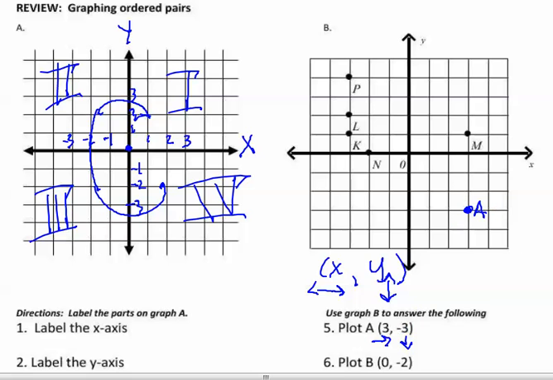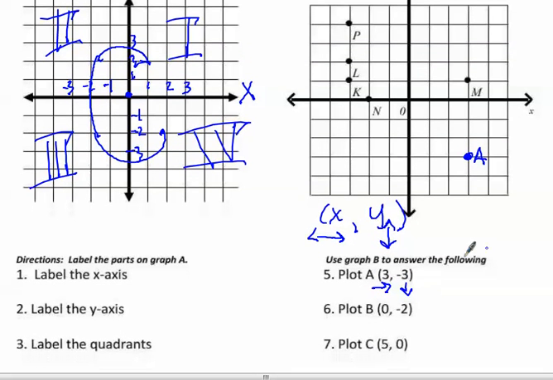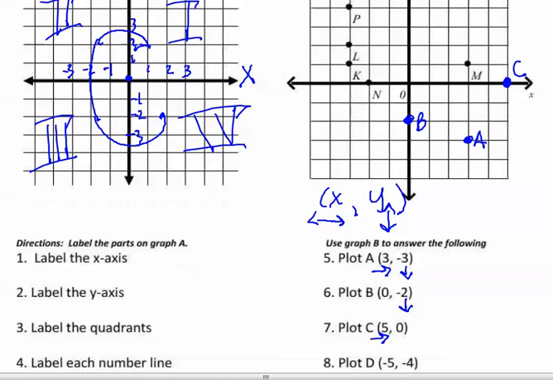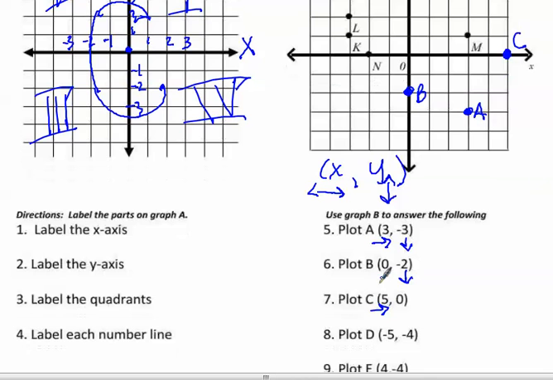0, -2. So I'm going to stay where I'm at with 0, and then I'm going to go down 2. Label that as B. 5, 0, which means I'm going to go right 5. Then I'm going to stay still, plot it as C. The next one is -5, -4. So I'm going to go left 5, down 4. Plot that as D.